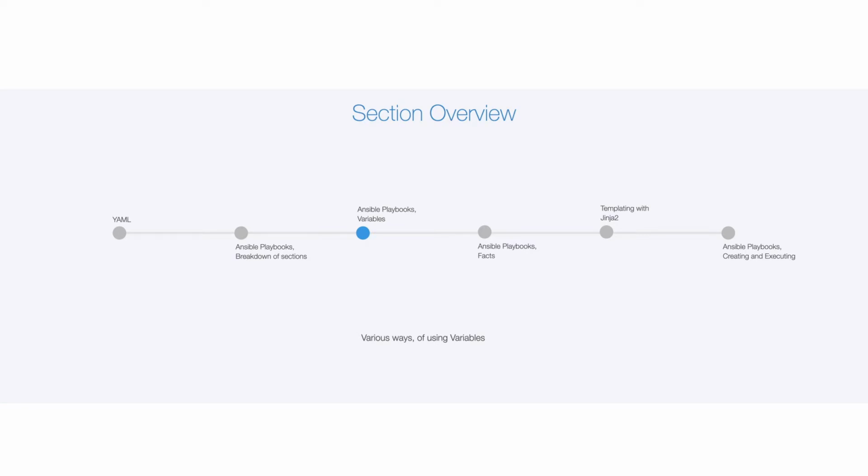We'll cover the various ways in which variables can be used in Ansible. We'll look more closely at facts provided by the setup module and how we can create our own custom facts. We'll use Jinja2 for templating. And finally, we'll take this knowledge and create and execute Ansible playbooks.